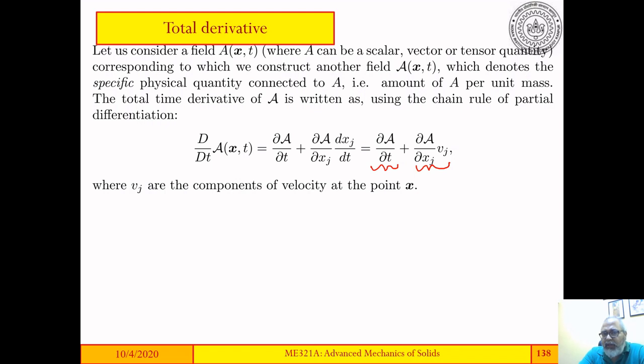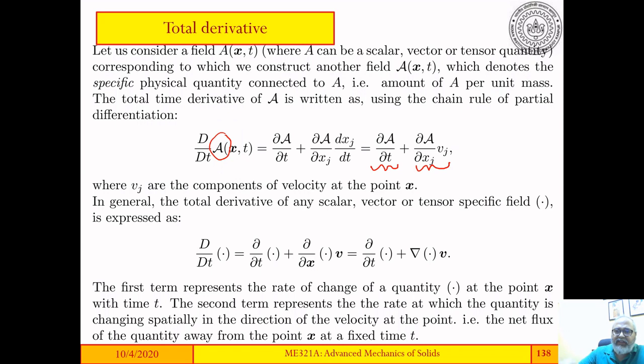So these two terms together make up the total derivative, and this total derivative equation can actually be written for any quantity. In this case, A can be any quantity, scalar, vector, or tensor, and when you write it for any of those quantities, this is how you write it. You might have realized that this quantity is ∂/∂xj of A, and this is the jth component of nabla. So this is the gradient. So I have the gradient here times the velocity.